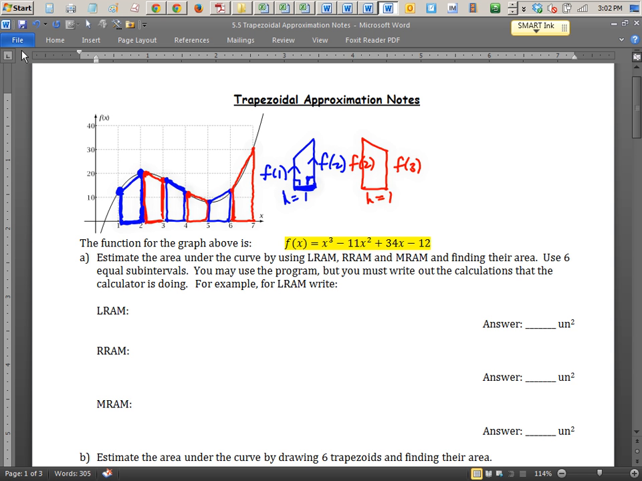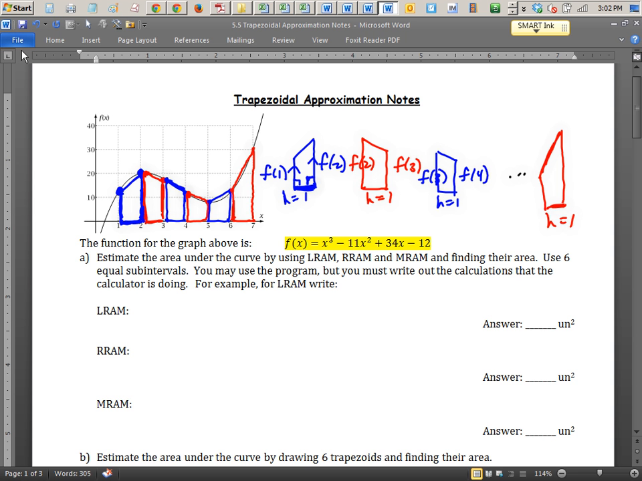And the third one looks like this. Height is 1 again, but the sides are f of 3 and f of 4. See? And the last trapezoid, so we'll just do a dot, dot, dot here. The last trapezoid is a red one. It looks like this.